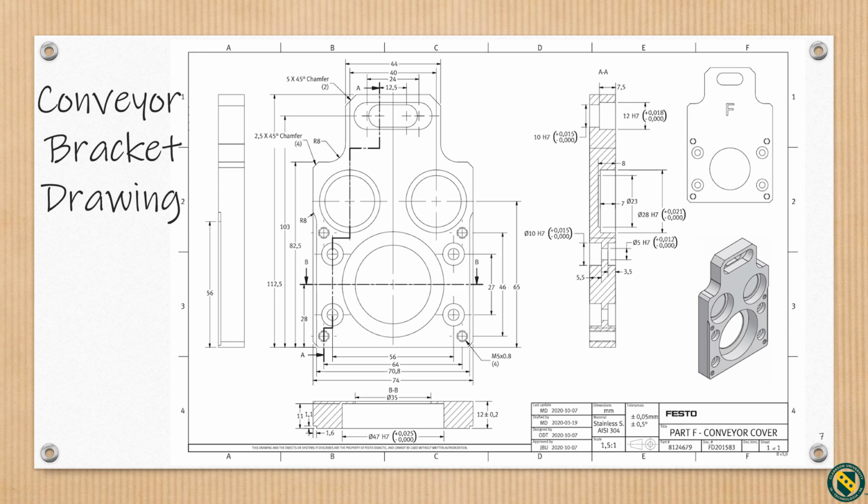Here we see a similar conveyor bracket engineering drawing. The nominal tolerance of this part is plus or minus 0.05 millimeters and plus or minus 0.5 degrees.